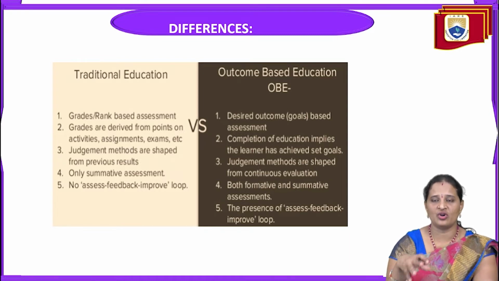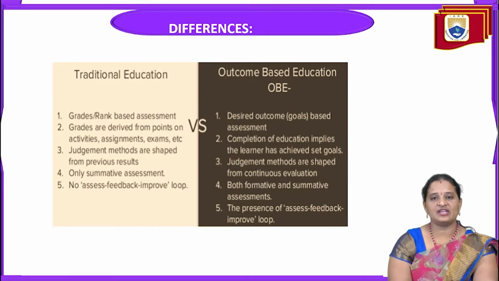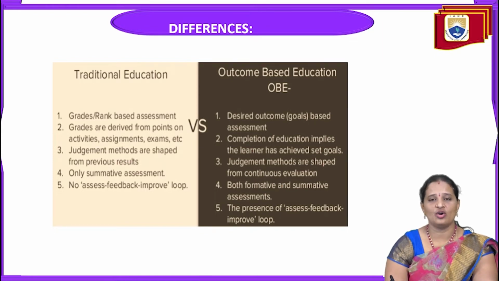That means before they enter the course, they will be setting some goals. Whether they are achieving the goals or not is going to be assessed by outcome-based education. In the traditional educational system, the judgment methods are shaped from previous results, whereas the judgment methods in outcome-based education are shaped from continuous evaluation.